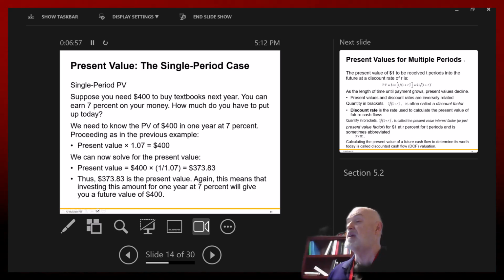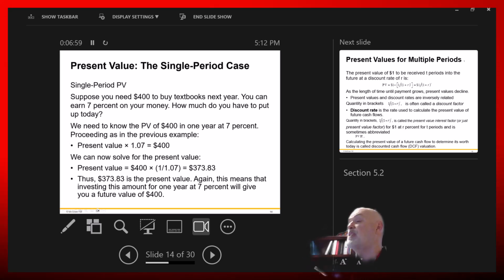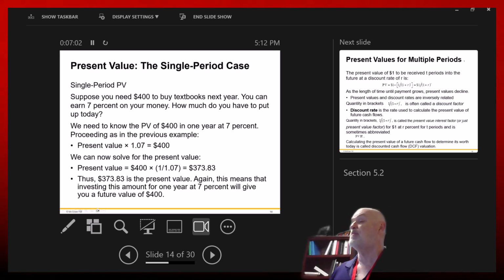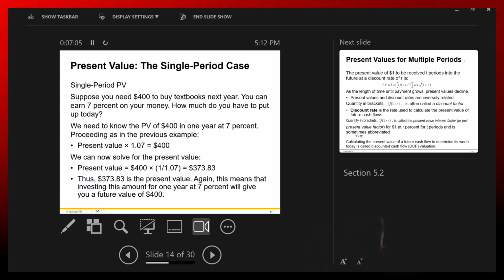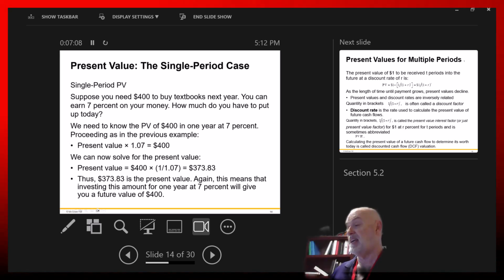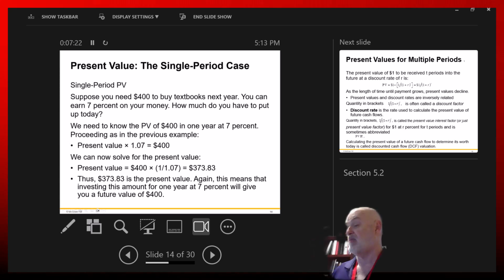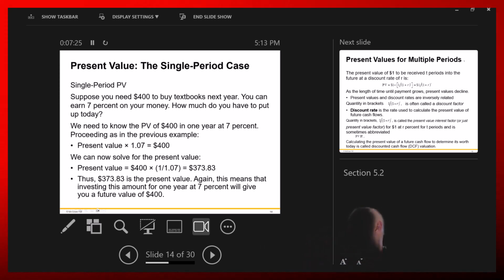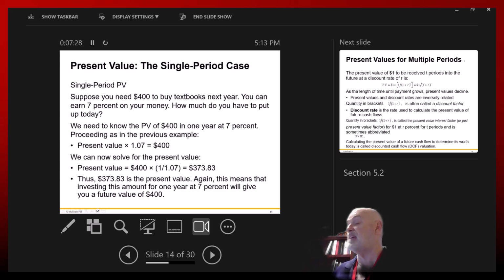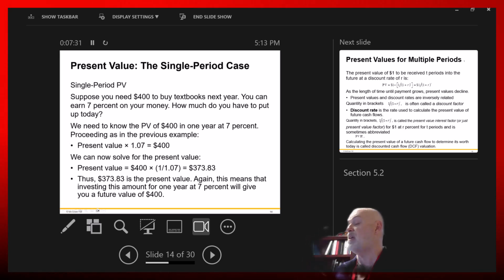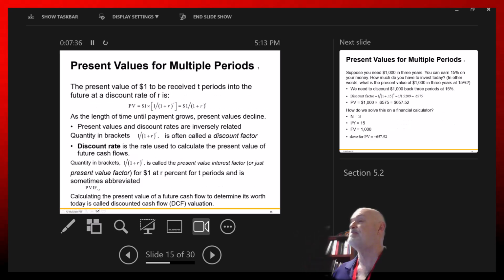Single period. Suppose you need $400 to buy textbooks next year. You can earn 7% on your money. How much do you have to put up today? So we need to know the present value of $400 in year one at 7%. Proceeding as in the previous example, present value times 1.07 equals $400. We can now solve for the present value. Present value equals 400 times 1 over 1.07, that's $373.83. Thus, $373.83 is the present value. Again, this means that investing this amount for 1 year at 7% will give you a future value of $400. Make sense? Yeah, I think so.